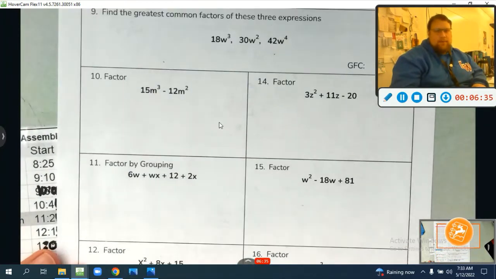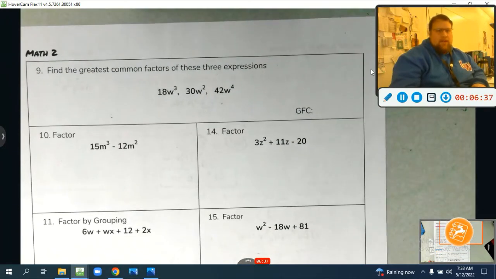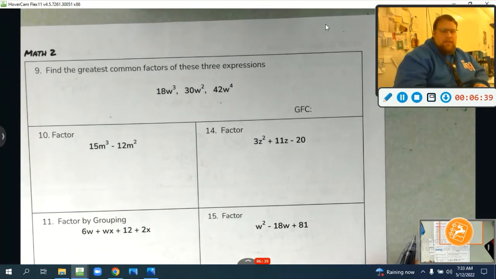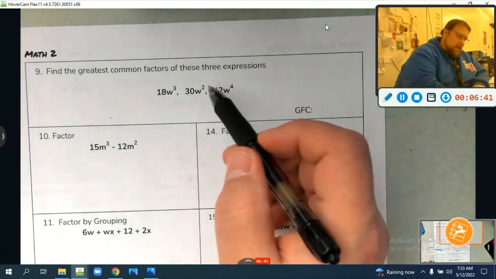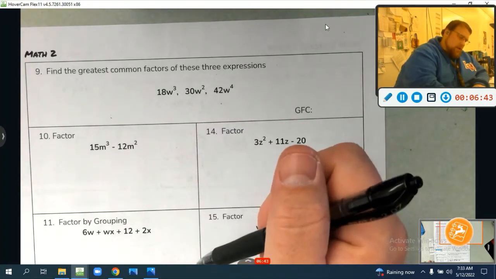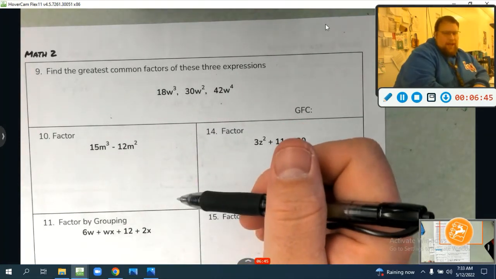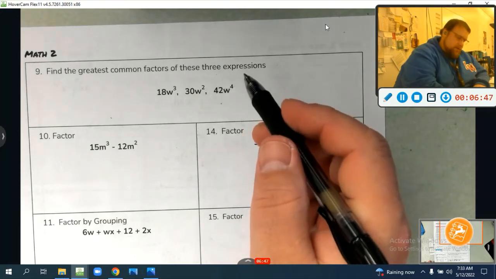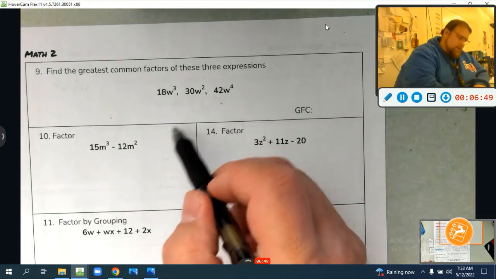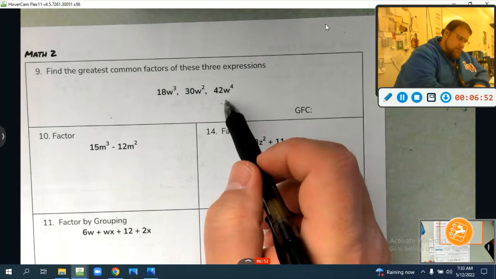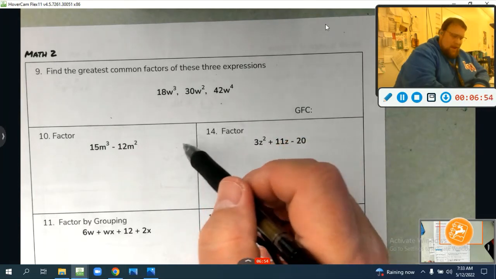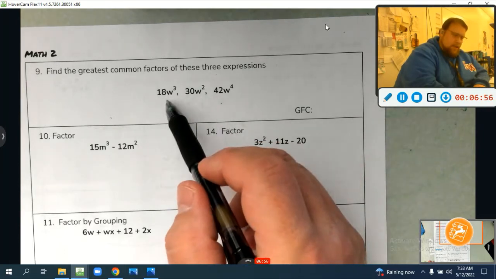Okay, let's go up to the top here. Find the greatest common factors of these three expressions. So first of all, 18, 30, and 42. What can I pull out of an 18, 30, and 42? Let's see, I know I can do a 2. Right? I think I can do a 6 too. Yeah, 6 goes in 18 3 times.